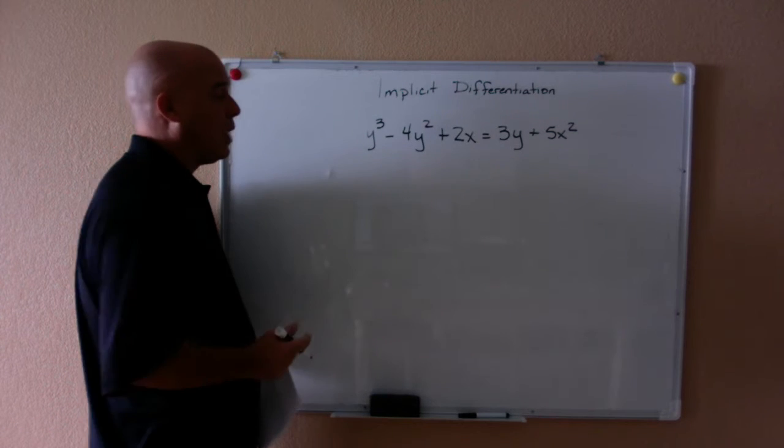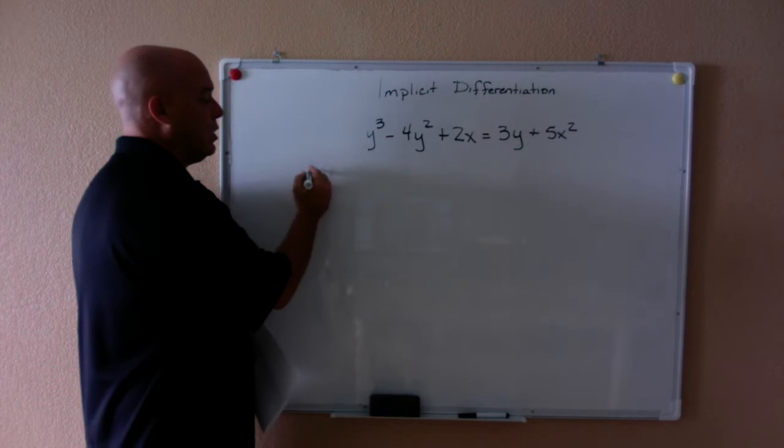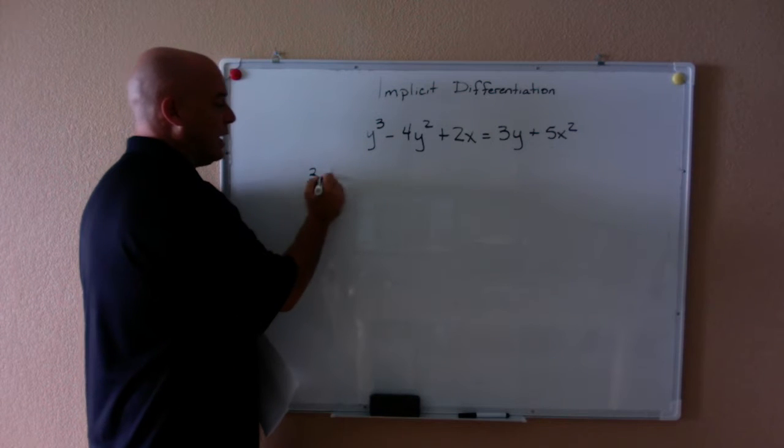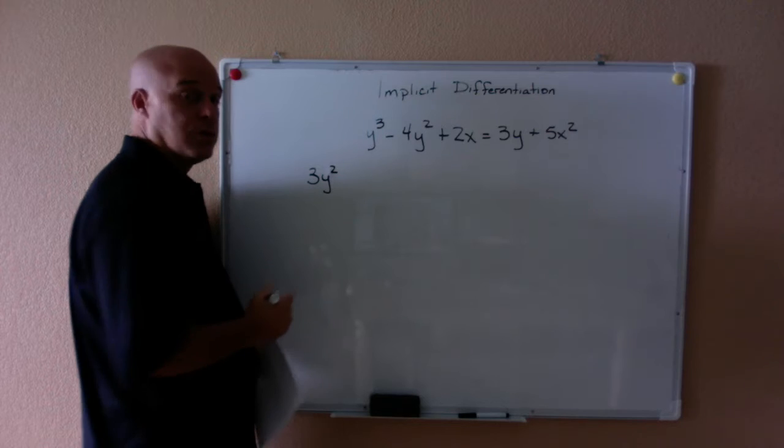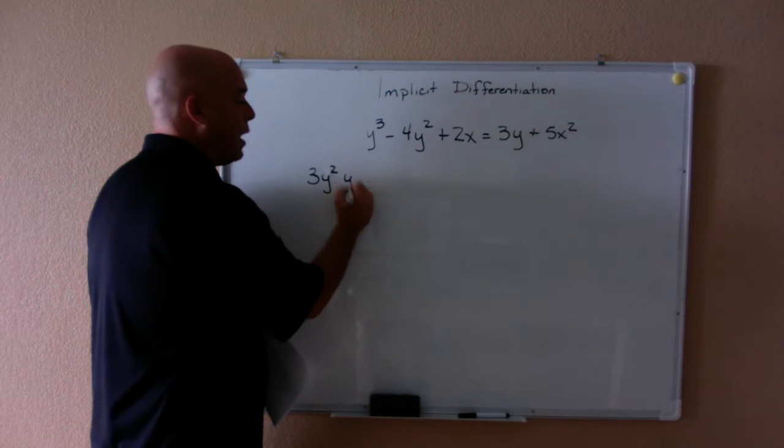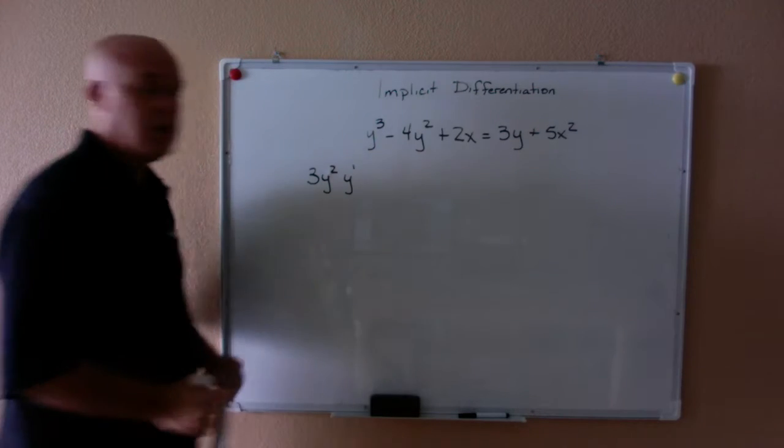So I'm going to start with y cubed. The derivative of y cubed is going to be a chain rule. And I get 3y squared times the derivative of y, or y prime. There's the derivative of y cubed.